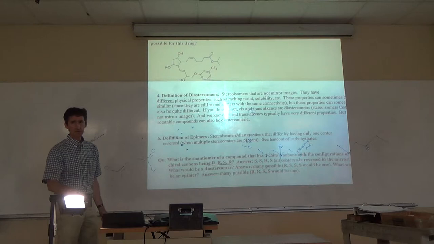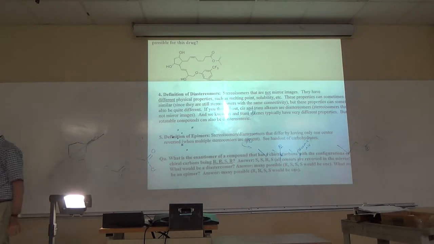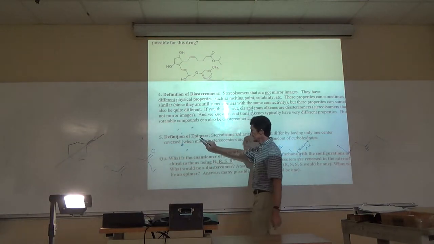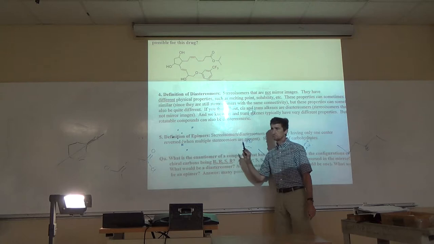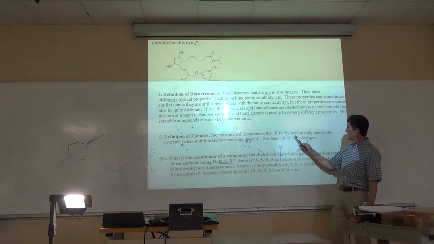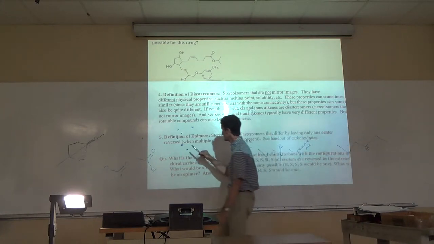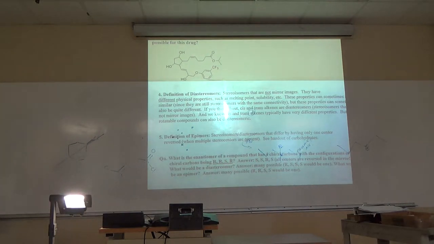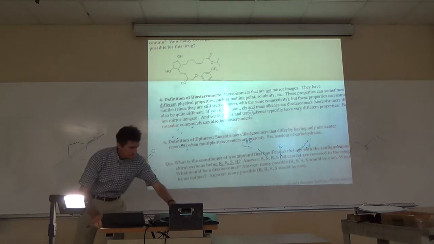What's the definition of an epimer? It's written here. An epimer is a special type of diastereomer. Stereoisomers or diastereomers that differ by having only one center reversed when multiple are present. When you only change one chiral carbon. Well, it didn't have to be a chiral carbon. Any stereogenic center reversed. Usually we're referring to chiral carbons. Example of this.